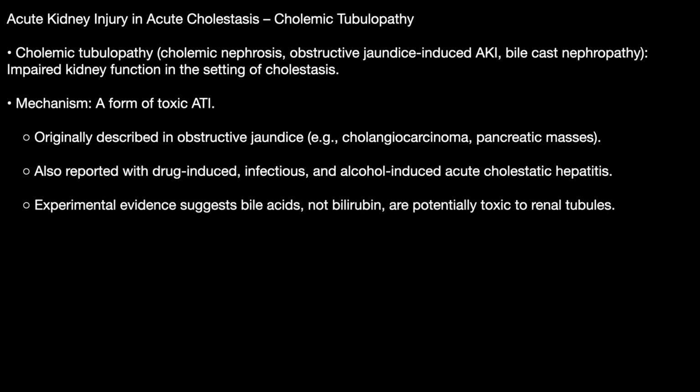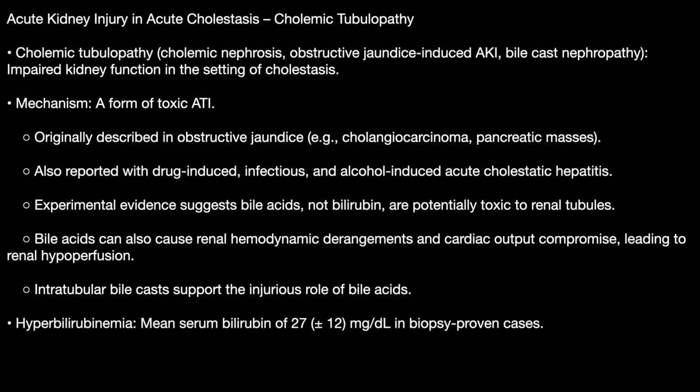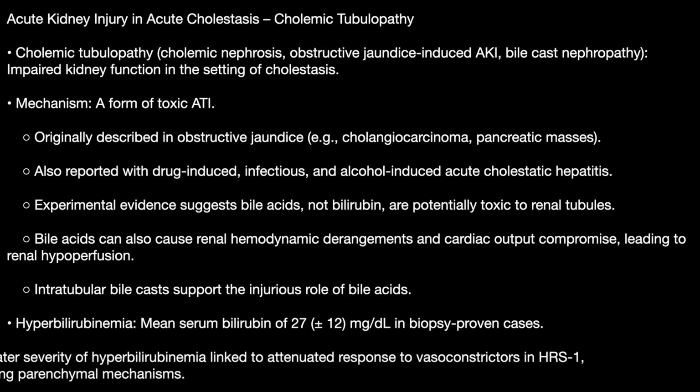alcohol-induced acute cholestatic hepatitis. The experimental evidence suggests that bile acid, not bilirubin per se, is potentially toxic to the renal tubules. Bile acids can also cause renal hemodynamic derangement and cardiac output compromise, leading to renal hypoperfusion. Intratubular bile casts support the injurious role of bile acids. Hyperbilirubinemia, with mean serum bilirubin 27 plus or minus 12 in biopsy-proven cases, can be seen.